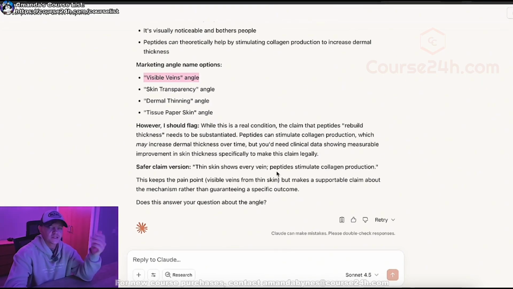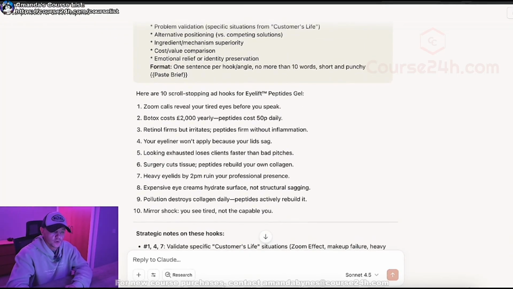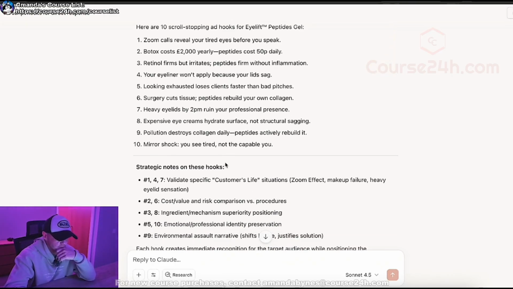Perfect. So you can see my thought process in this. What I'm trying to do is pull out hooks and then find the overarching angles. So I'm going to try and grab one more, right? Let's see if we can find one more.